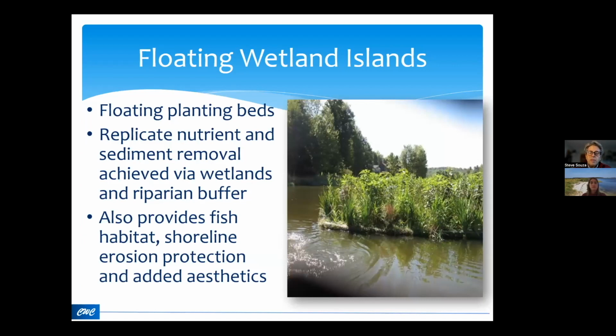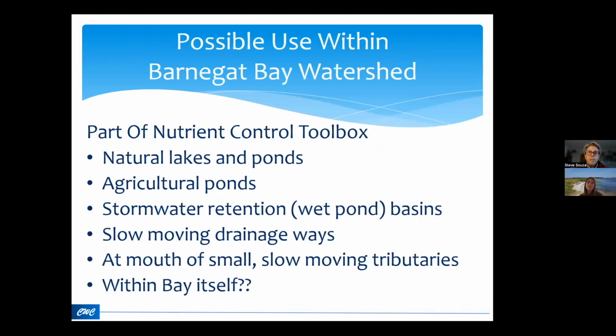So floating wetland islands, as I mentioned, are basically artificial wetlands. And basically what they are intended to do is try to replicate the nutrient and sediment removal that you get with natural wetlands. In addition, they can provide some habitat for fish, and then as we'll see, maybe protect shorelines from erosion. And they can be planted with a variety of different species, so they can even provide some type of aesthetic benefit to a community.